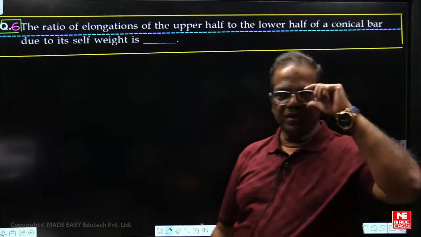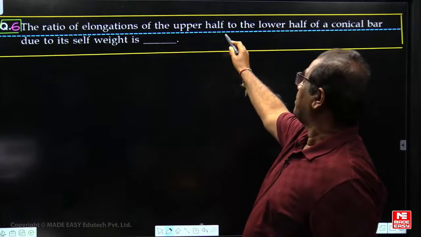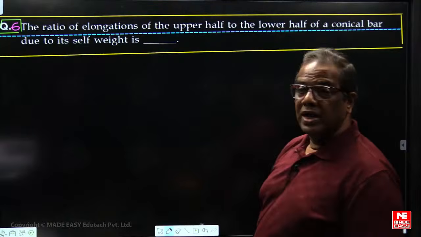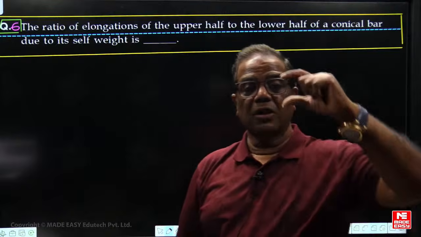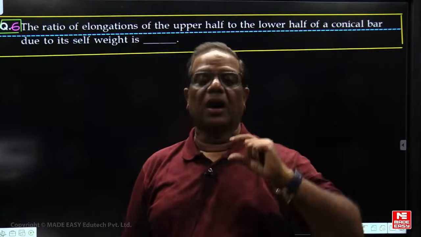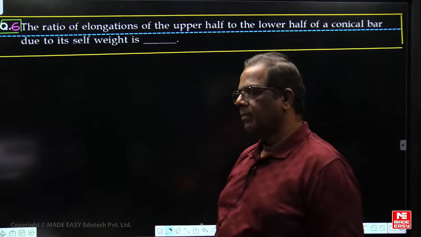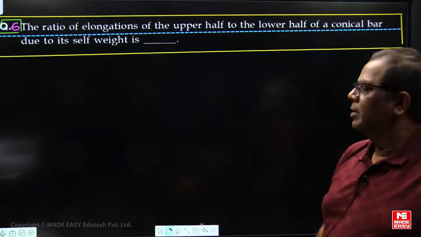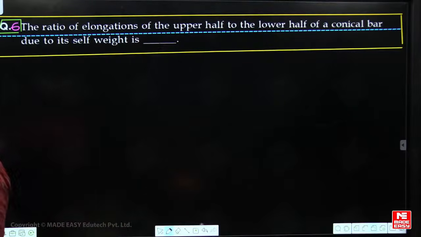Now, can you give the answer for this now? This is a NEET question now. The ratio of elongation of the upper half to the lower half of a conical bar due to self weight. What is the ratio of elongation of the upper half to lower half of a conical bar due to self weight? So I'll give 2 minutes time. So try to give the answer now.